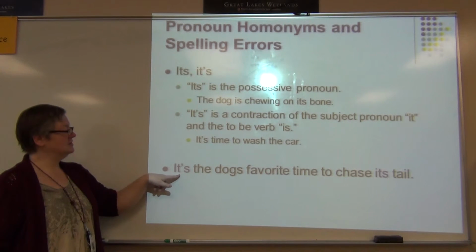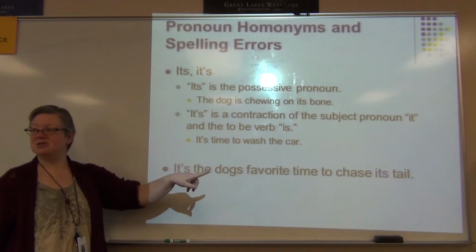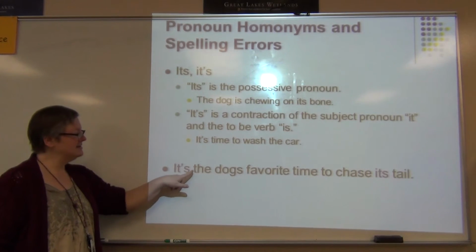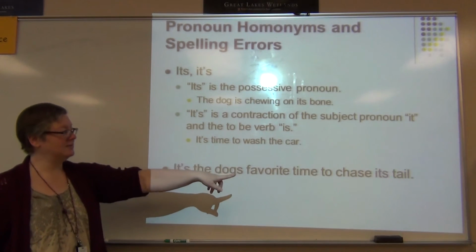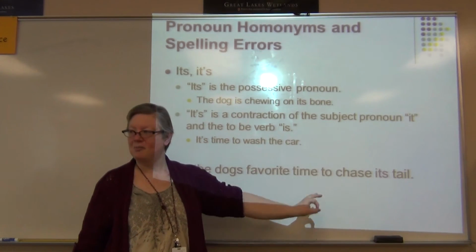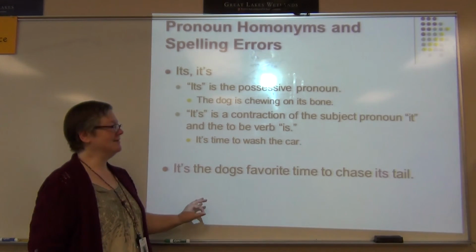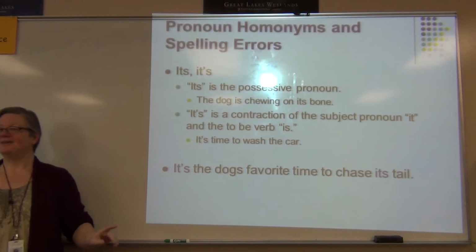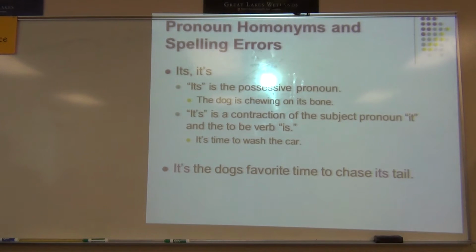Okay? So here's your example. It's the dog's favorite time to chase its tail. It is the dog's favorite time to chase. If I said to chase it is tail, does it make sense? No apostrophe. Okay? Got that one? All right. People do that often too. Most people do. I do it too. When I'm confused or I'm going too fast, I have to stop and think, can I say it is? If I can say it is, I will use the apostrophe.